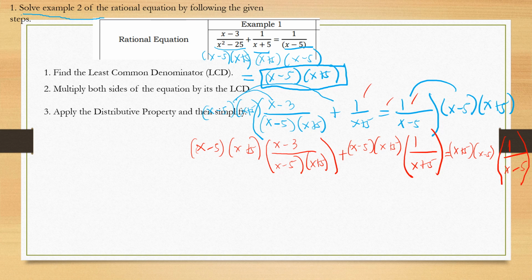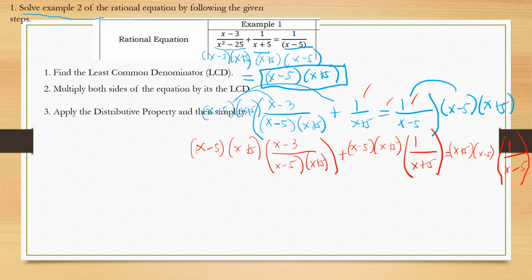Napapansin niyo, nagkakabaligtad. Kanina, x minus 5, ginawa ni ma'am, x minus 5. Pagdating dito, naging x plus 5, x minus 5. They can be interchanged kasi product naman ang pinag-uusapan diyan. Parang 1 times 2 is the same as 2 times 1. 3 times 2 is the same as 2 times 3. So, yung factors na yan, pwede silang magkabaligtad.